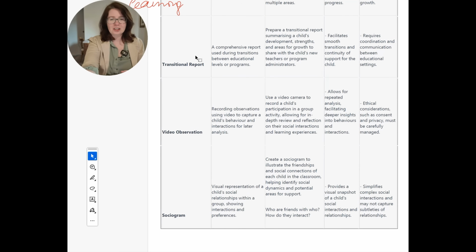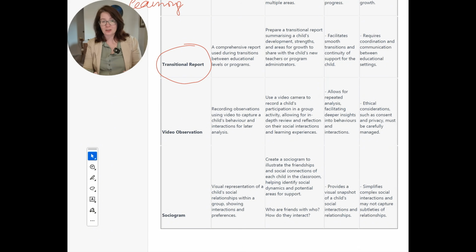Let's look at transitional report. You probably remember them from your school. And if you are a kindergarten teacher in Australia, you wrote transitional reports for primary schools. There is a myth that primary school teachers do not read them. If you are a primary school teacher, please comment under this video if you are actually ever reading these reports, because they do take time to prepare.